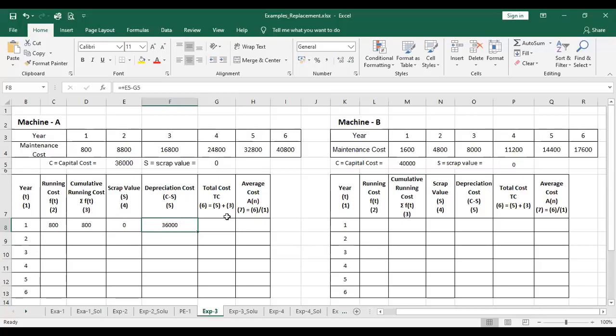It is 36,000. Total cost would be the depreciation cost, 36,000 for the first year, plus the running cost, which is 800. So it is 36,800, and for this it is total cost divided by the number of years for which we are calculating. So it is the first year, so it is 1. So for the first year it is 36,800.